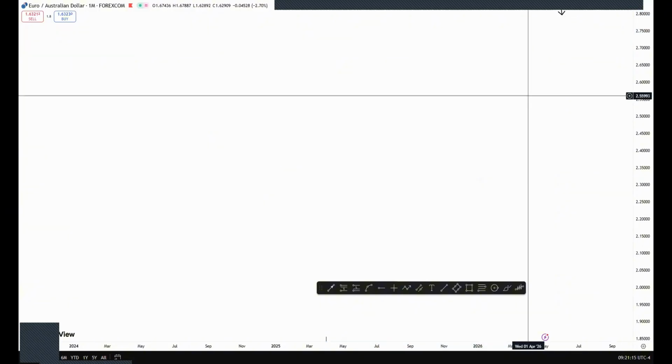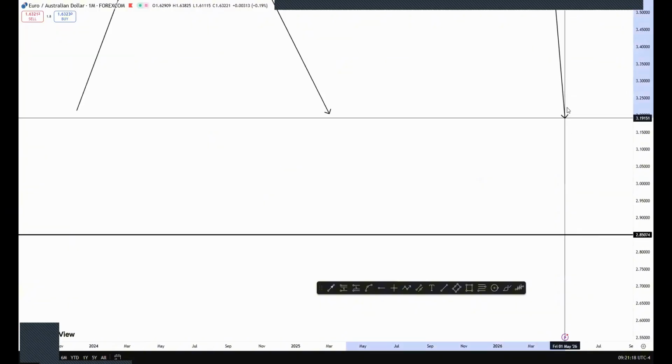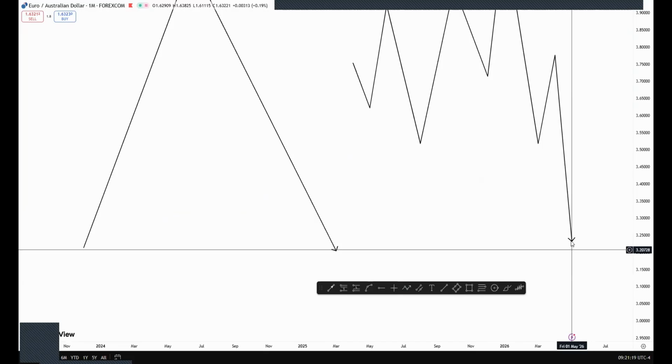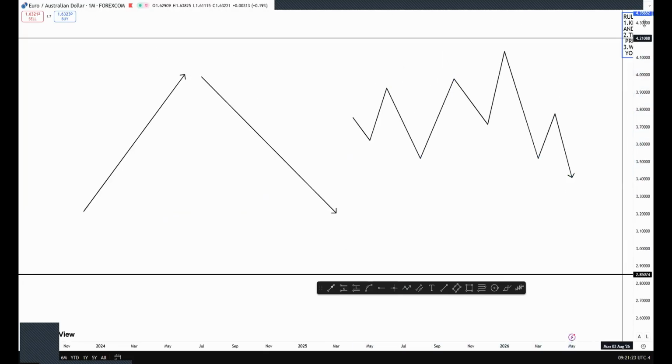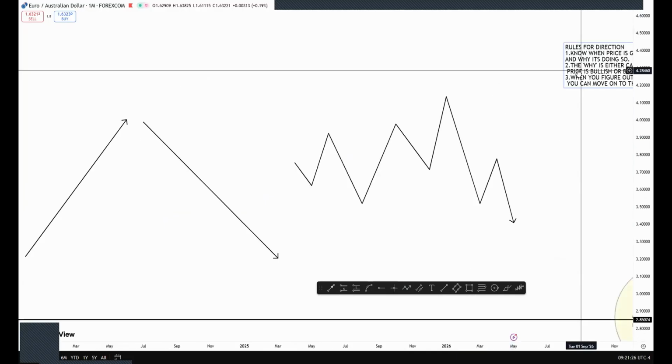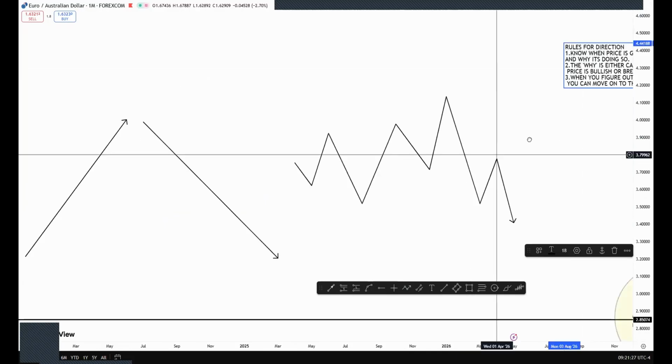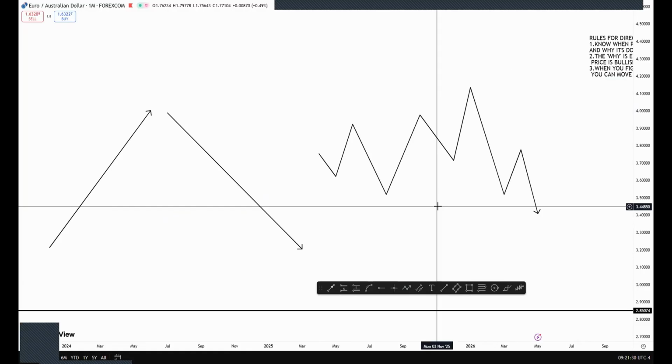So sometimes we can just have price moving in this way. You can find price just moving in this way. How are you going to trade? That's my question for you guys.